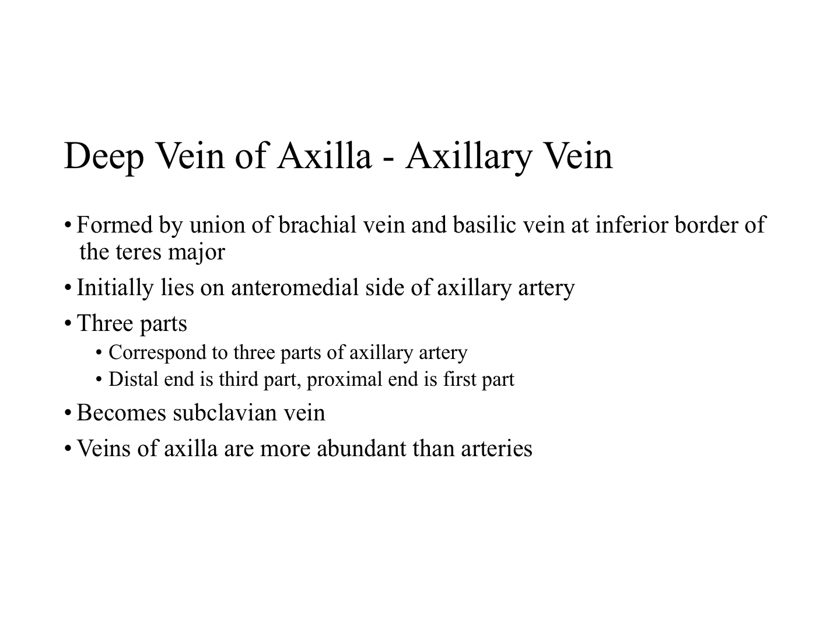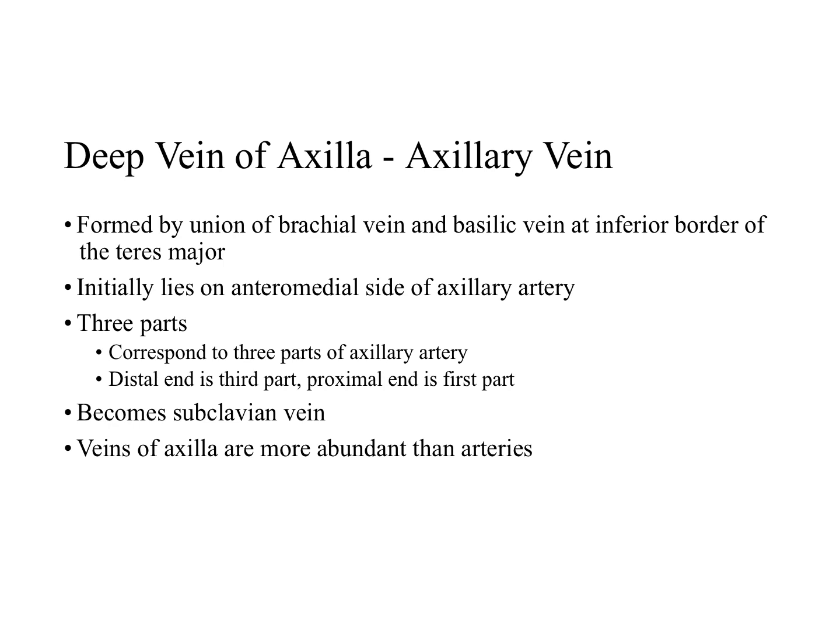The deep vein of the axilla is the axillary vein. This is a large vein that's formed by the union of the brachial veins, which are the accompanying veins of the brachial artery, and the basilic vein, just at the inferior border of the teres major. The axillary vein has three parts, just like the axillary artery, and the three parts of the axillary vein correspond with the three parts of the axillary artery.